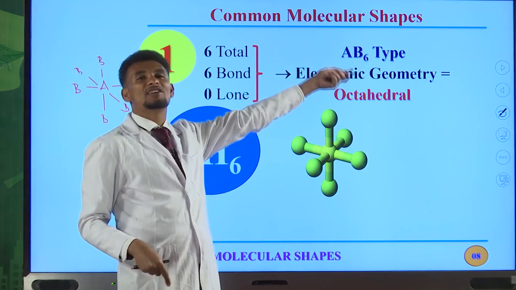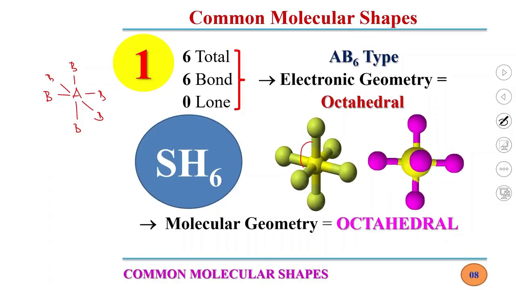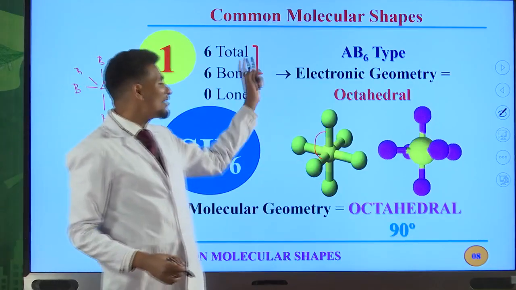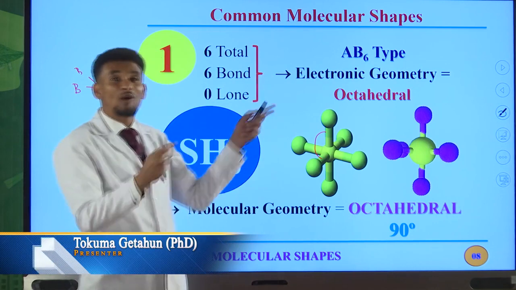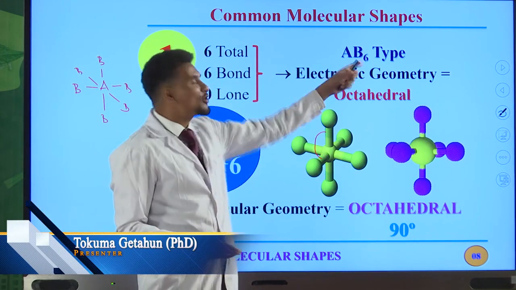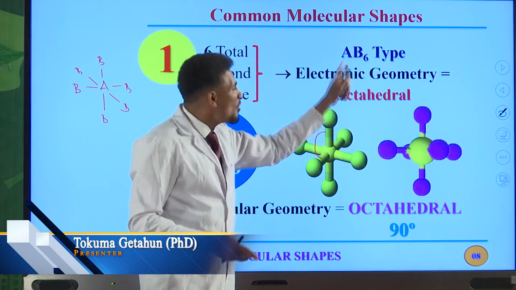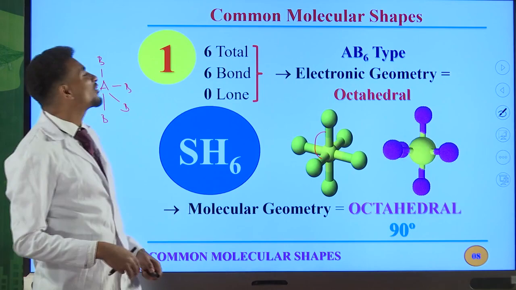It is AB6 type, therefore its electronic geometry is octahedral. Its molecular geometry is also octahedral. The ideal bond angle for such type of molecules is 90 degrees. So try to identify this one. Its molecular geometry is octahedral, and its electronic geometry or electron pair arrangement is also octahedral.